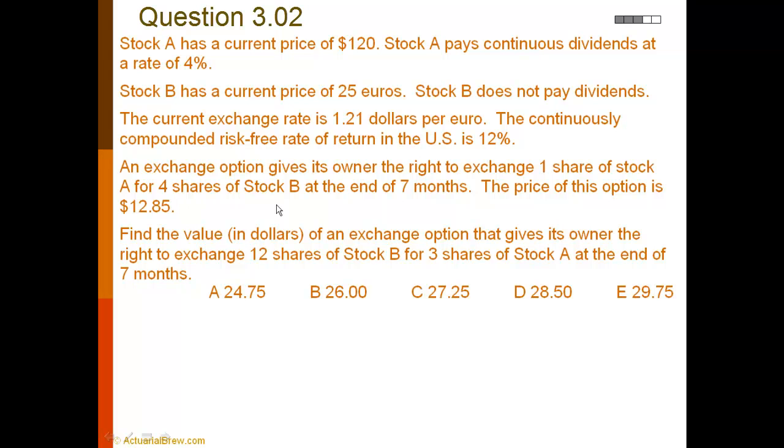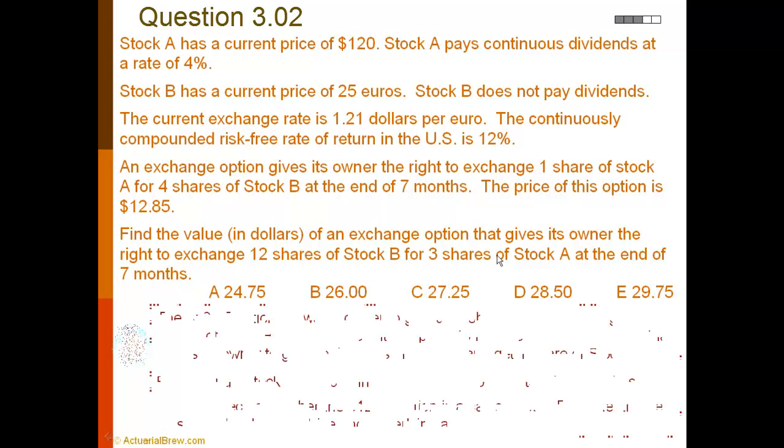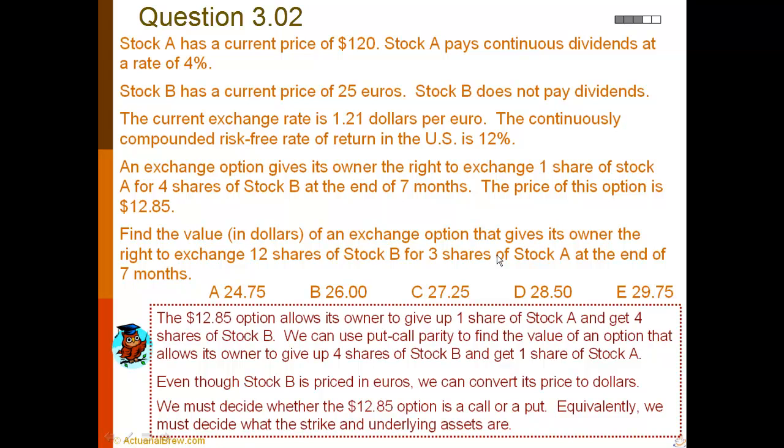But that's kind of the opposite of what we need, isn't it? Because we're asked to price an option that allows us to give up B and get A. Well, we're still going to be able to answer this question because we'll use the $12.85 option along with put-call parity to find the value of an option that allows its owner to give up B and get A.